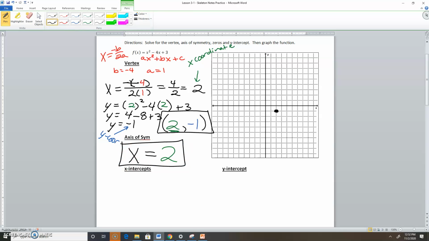Okay? When I draw my axis of symmetry, all I'm going to do is put a dashed line right there on my 2. Okay? And whatever point is over here, the same point has to be over there.